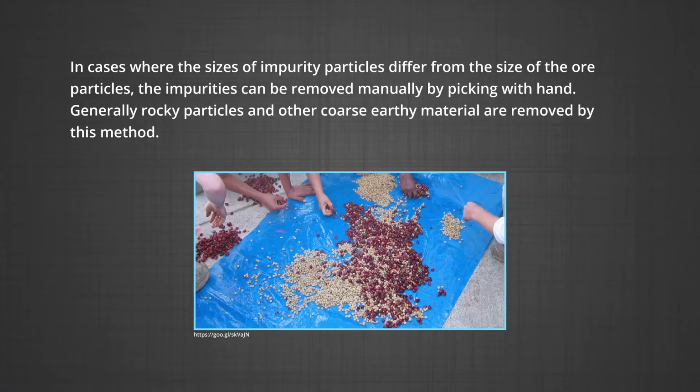This is the simplest method, as we do in our daily routine of cleaning of pulses in the kitchen. The process may be compared with the cleaning of pulses to remove small stones before cooking. In cases where the sizes of impurity particles differ from the size of the ore particle, the impurities can be removed manually by picking with hand. Generally, rocky particles and other coarse earthy material are removed by this method.